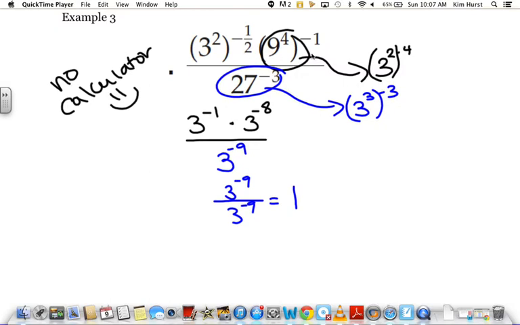So now let's simplify. 2 times the negative 1/2 is negative 1. Then we have 2 times 4 is 8 times negative 1 is negative 8. Bases are all the same. This is really nice. And then 3 times negative 3 is negative 9. So I have 3 to the negative 1, 3 to the negative 8, and 3 to the negative 9. Now, negative 1 plus negative 8 is negative 9. So this is the exact same thing. So my answer is 1.